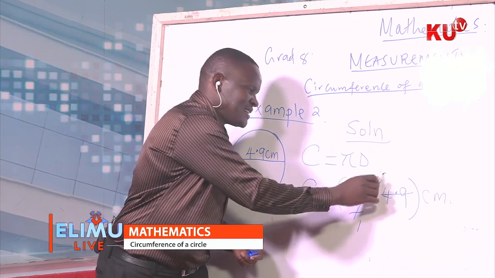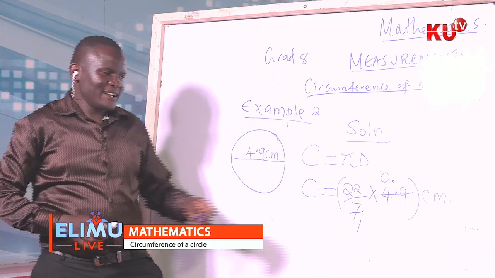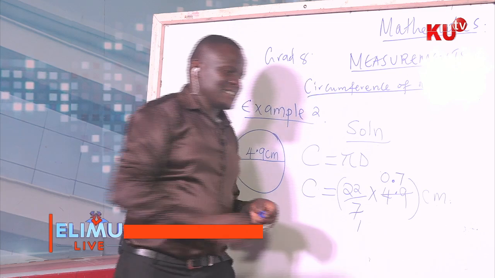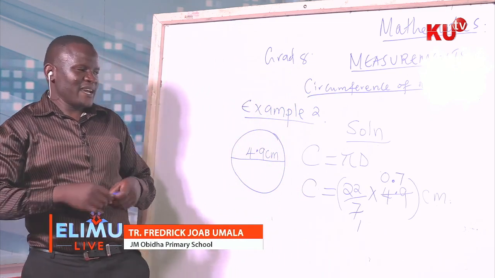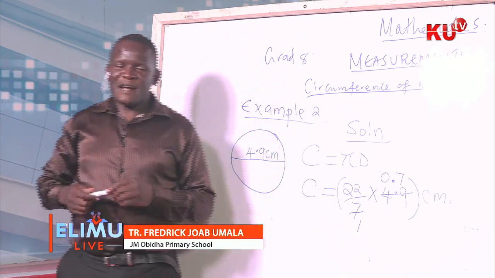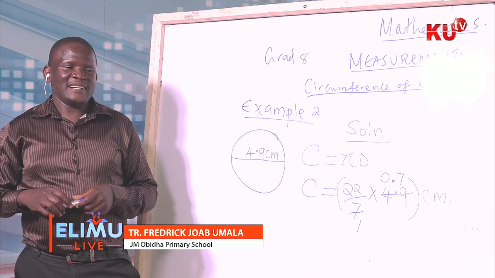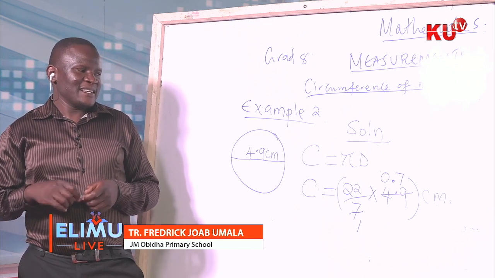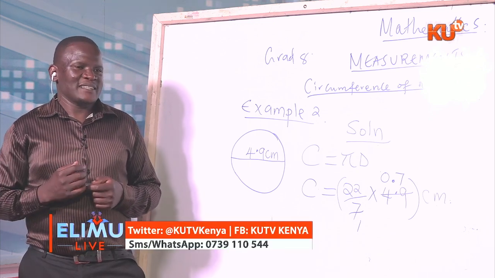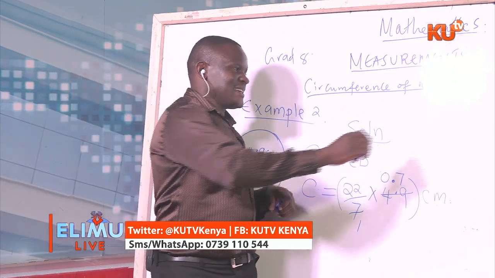Into 4, 0 times. We will introduce our decimal point up there. Then into 49, it goes there 7 times. So we have 22. We are going to multiply by 0.7. And as I said earlier, whenever we are multiplying, we make sure that we assume the decimal point and we introduce it later on in the answer that we shall get.